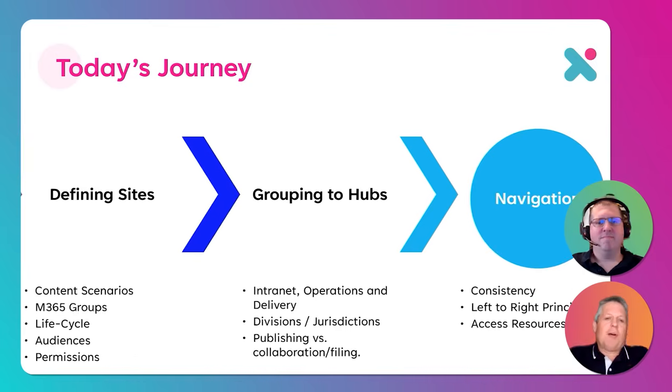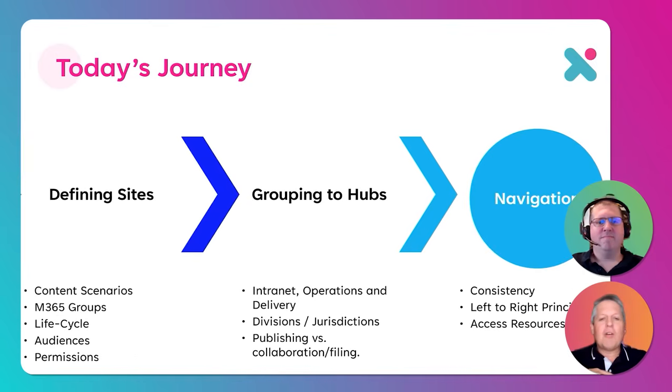Then moving on, we thought about how do we bring these sites together, and we showed an example of an intranet or a publishing area, communications area being one part, an operations or back office area, and then a delivery area for where projects happen. We also dived into how that might be different from manufacturing, and what are the triggers for creating groups as well. So we looked at maybe potential different divisions or working under different legal jurisdictions. And then the last piece that we looked at in terms of grouping hubs is, do we separate publishing from the collaboration and filing scenarios?